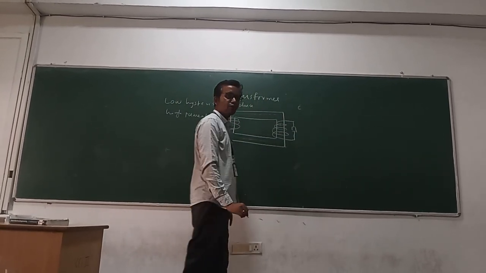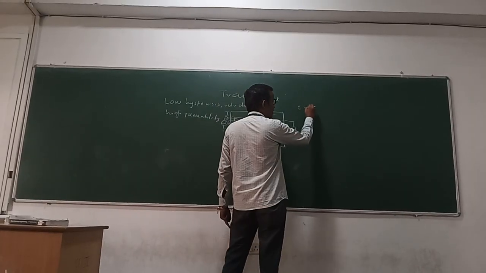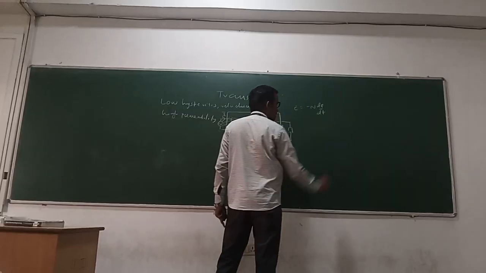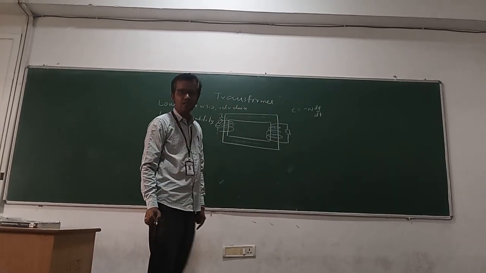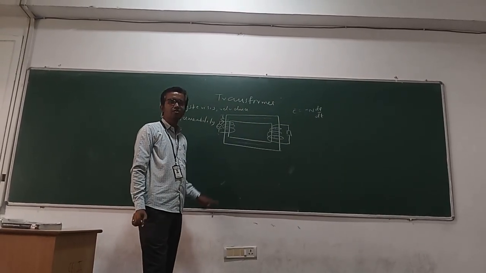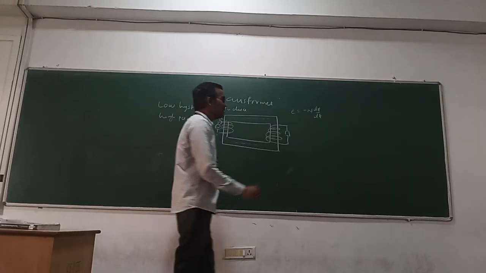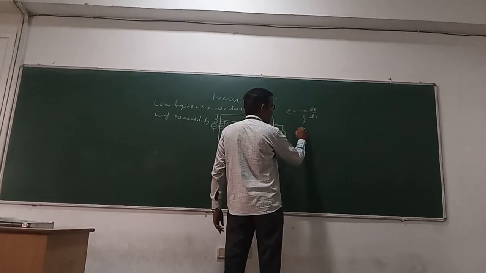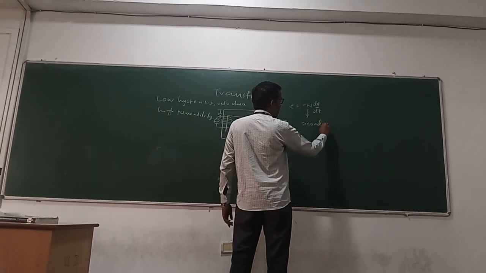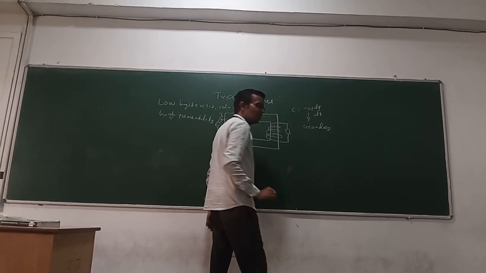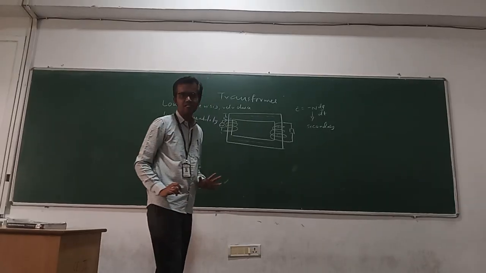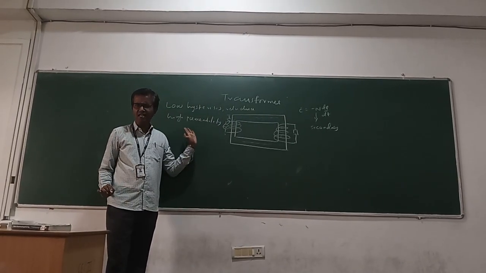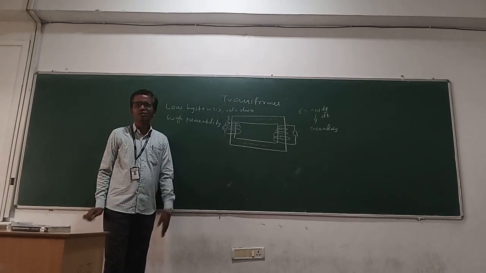That EMF is given by minus N into d phi by dt. Minus N into d phi by dt is the value of the EMF that is induced in the secondary winding. Here N indicates the number of turns in the secondary, and d phi by dt indicates the rate of change of flux linkages. In this way, the electrical energy is transferred from one circuit to the other circuit without the change of frequency.